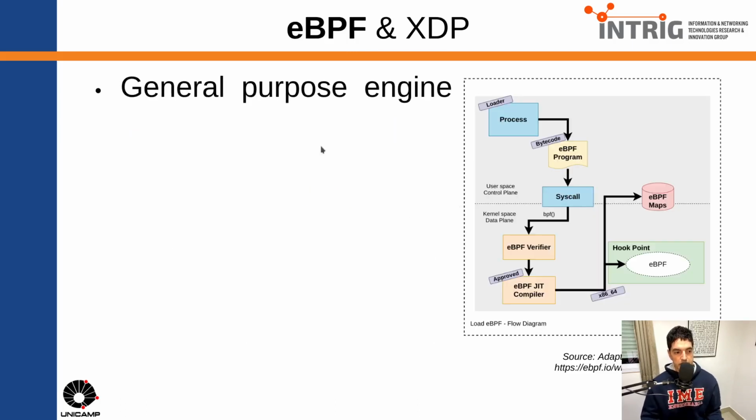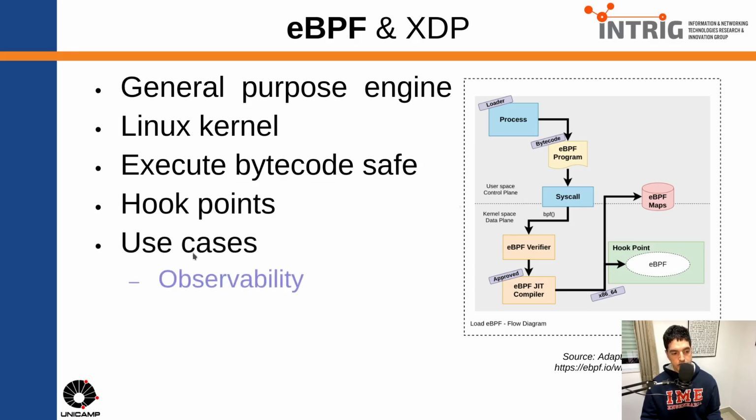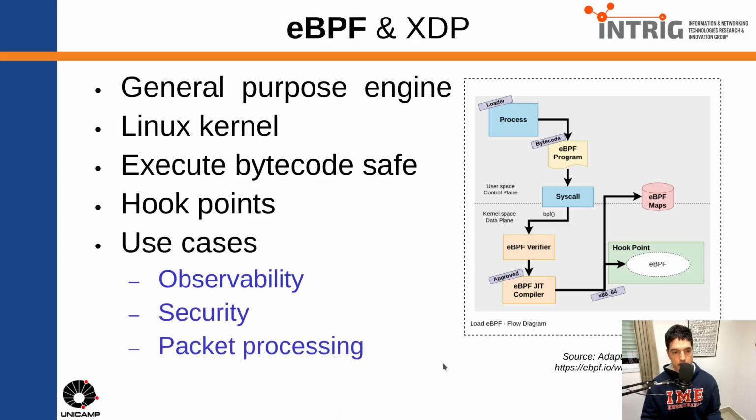So here, what is eBPF? eBPF is a general purpose engine that is located inside the Linux kernel. It's built-in. It executes bytecode safely. This bytecode is attached to some hook points after the compilation. And there are a lot of use cases for eBPF, for instance, observability, security, and packet processing. For this scenario, I'm focused on the packet processing.